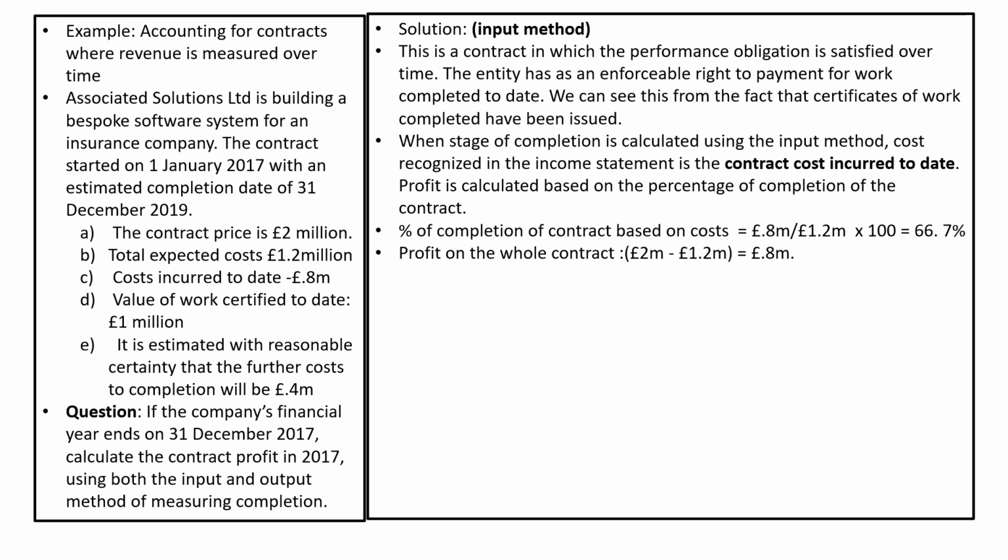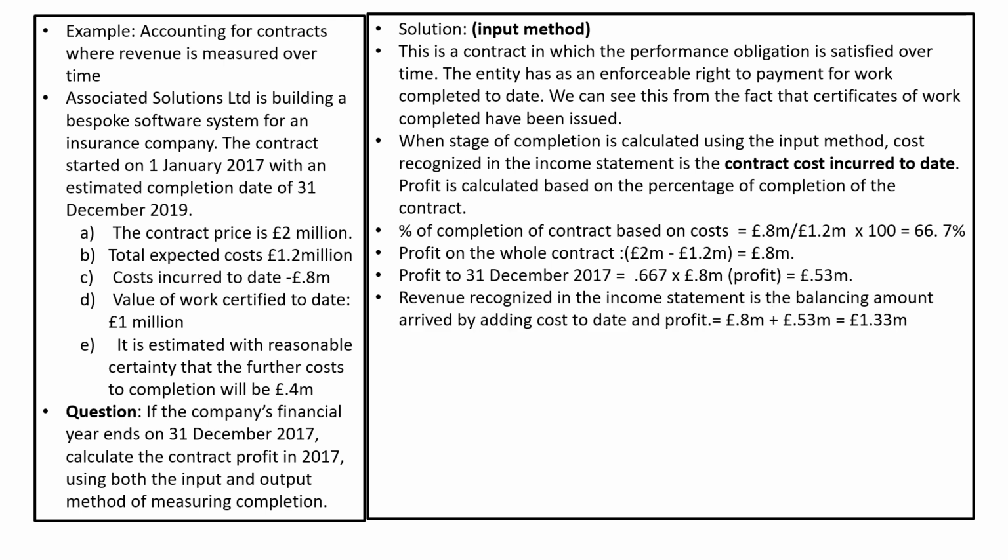66.7%. We then calculate the profit on the whole contract, which is 2 million minus 1.2 to give us 0.8 million, and we apply that percentage in terms of the profit we are going to take into 31st of December 2017, which is 0.667 times 0.8 million to give us 0.53 million.